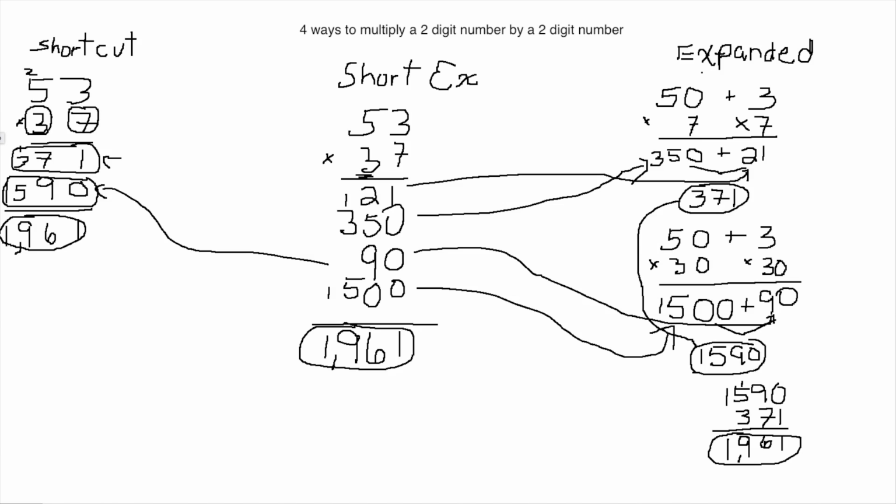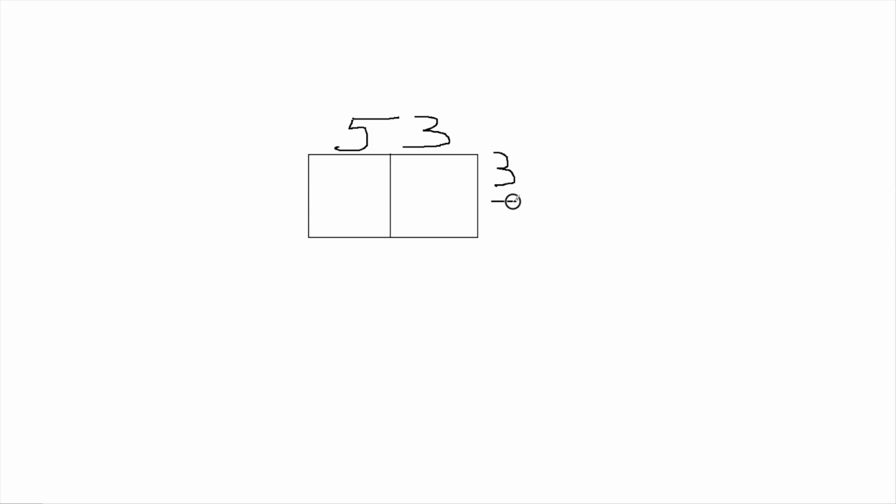Now, I'm going to do one more. It was designed by a Russian mathematician. Let's see if we can get this. All right, so let's write 53. Whatever number you write on top, you split it in half. So let's say we got this, and I'll draw a line. We're going to split it in half, just like that, okay? And we're going to multiply it by 37, which goes on the right-hand side, just like this.